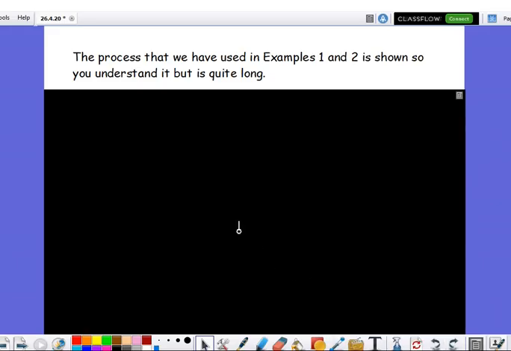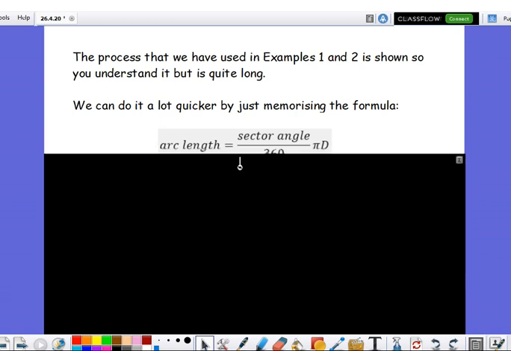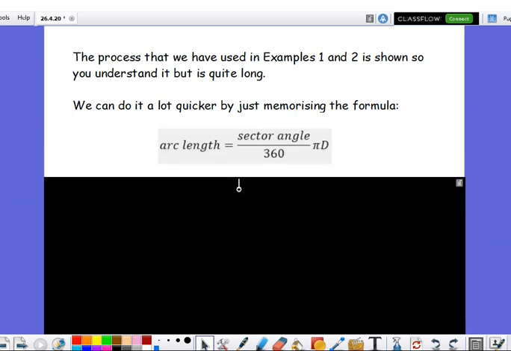Now, the process I used for examples 1 and 2 is not the most efficient. It's quite long, but I showed you that on purpose so you had more understanding. Now, in reality, what I would like you to do is remember that the arc length is the sector angle, the angle at the centre, divided by 360 times pi d. It's the fraction times the circumference.